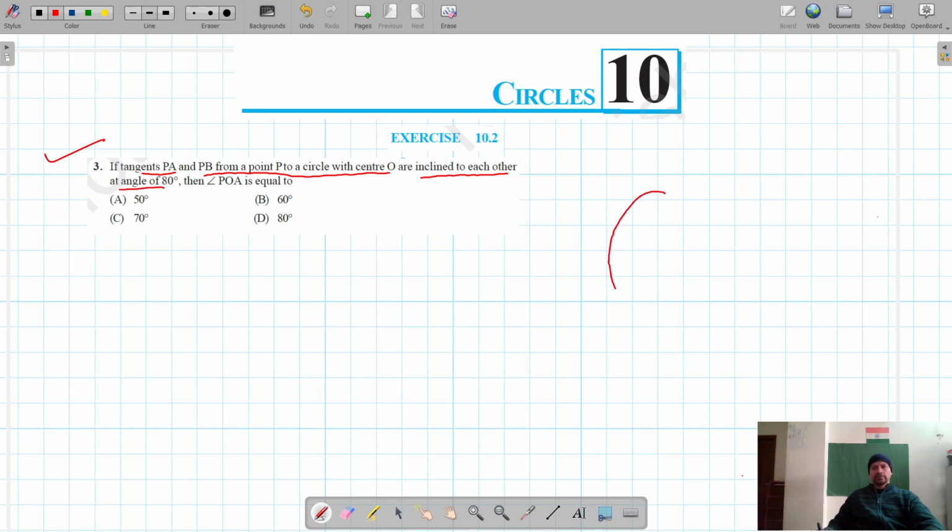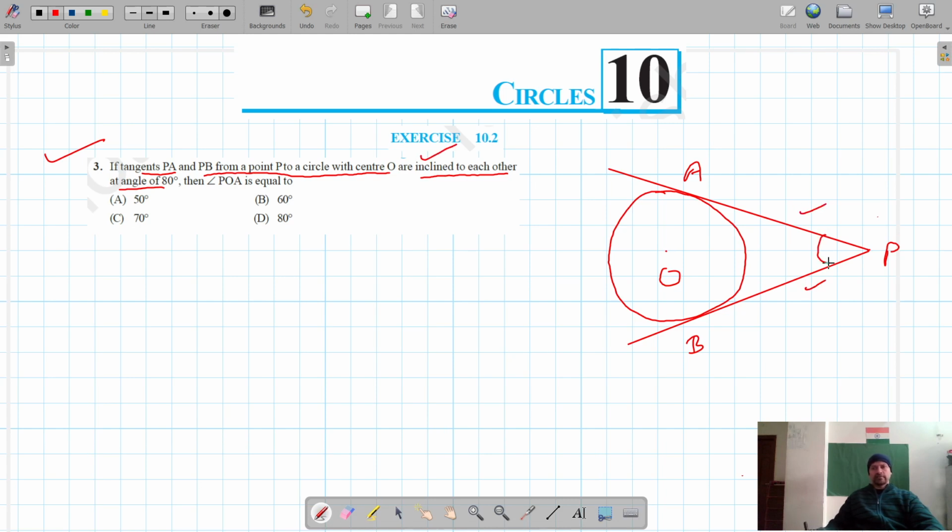So this means that there is a circle and tangents PA and PB from point P, and we know that from an external point we can draw only two tangents to the circle. Let's say this is the first tangent and this is the second one. These tangents are PA and PB, and this is the circle with center O. These are inclined at this angle.